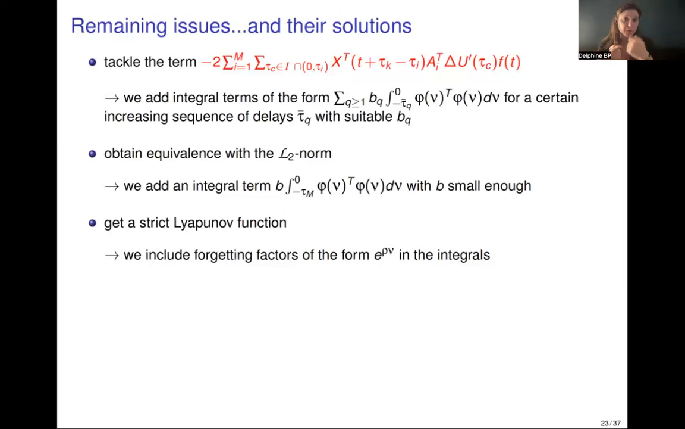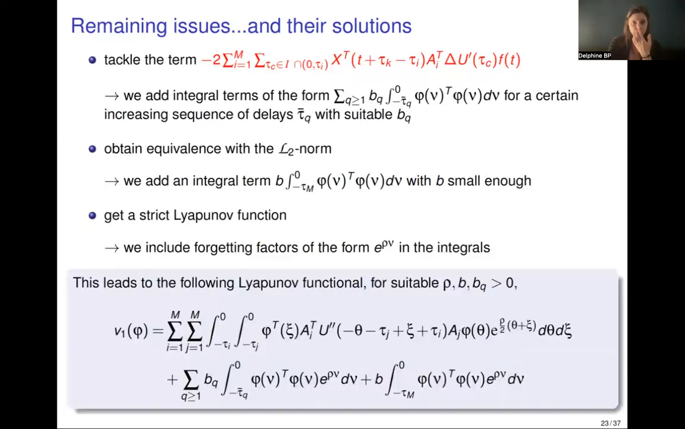We also had to obtain the equivalence with the L2 norm because for the moment we're working with the zeros. This we obtained by adding an integral term as they did in Rocha Campos Italy. And finally, to get a strict Lyapunov function, which they did not have, for this you simply add forgetting factors of the form exponential rho nu. This is the classical standard trick for tabular systems and hyperbolic PDEs. And this leads us to the following Lyapunov functional, which is, well, a bit long with various terms, but has the merit of being roughly explicit and quadratic in terms of the phi.